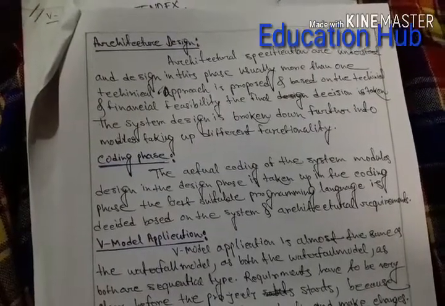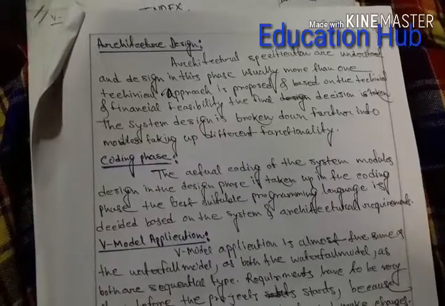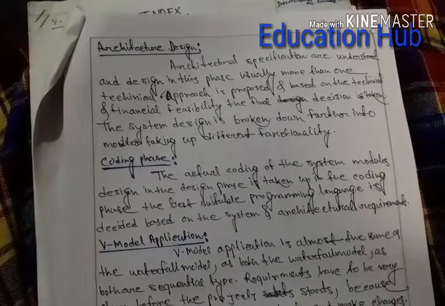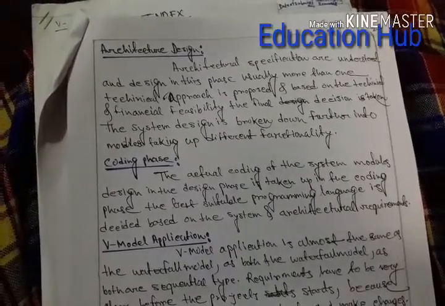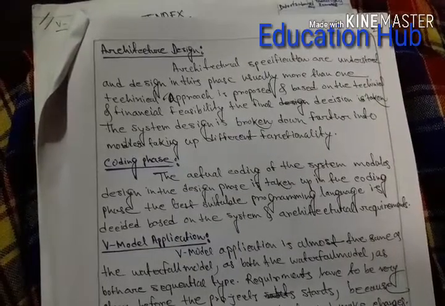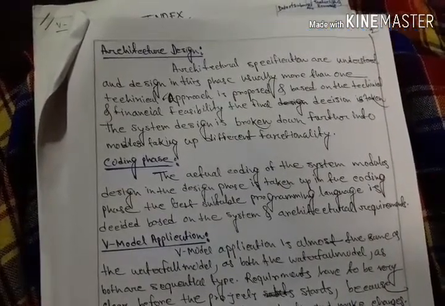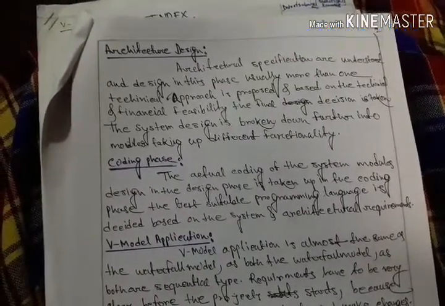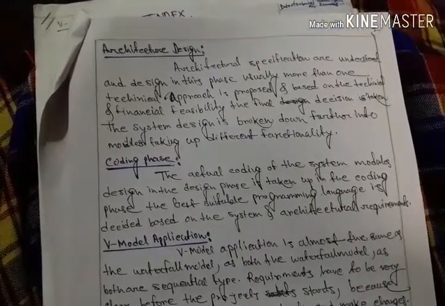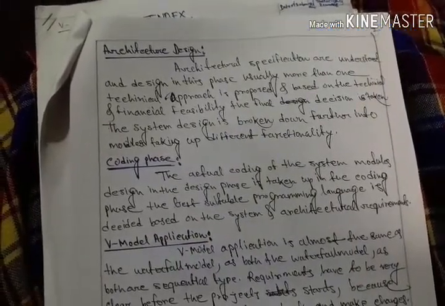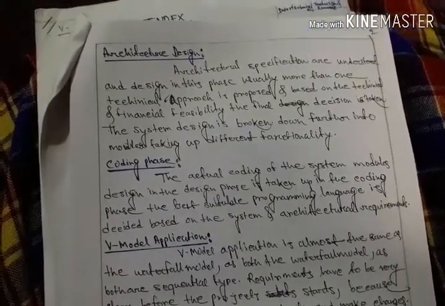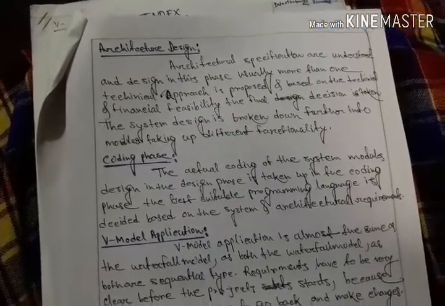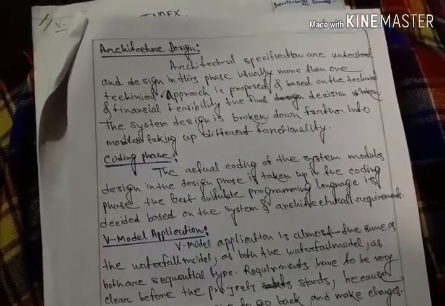Now after that, the architecture design part is coming, where architectural specifications are understood and designed in the proper way. Usually, more than one technical approach is possible, so it is necessary to design several ways, and the technical and financial feasibility and the decision making are also taken in this phase. This is specially designed for what you have to do.